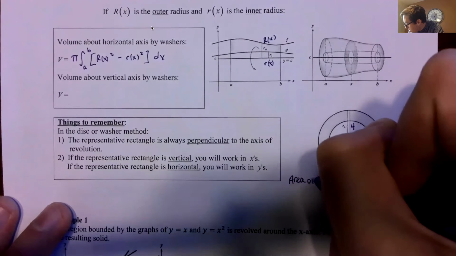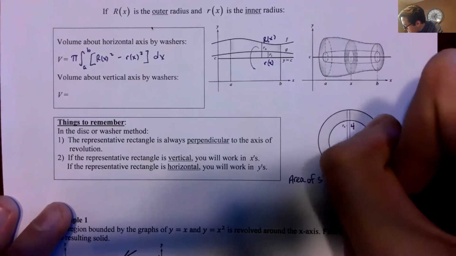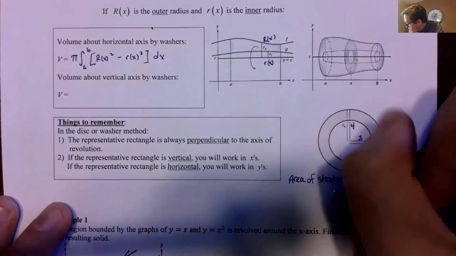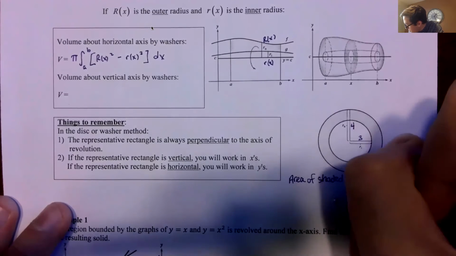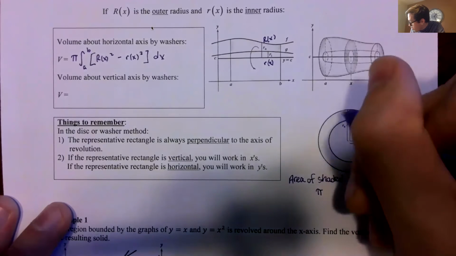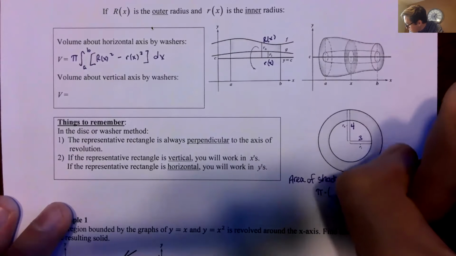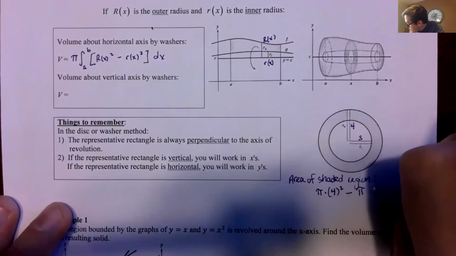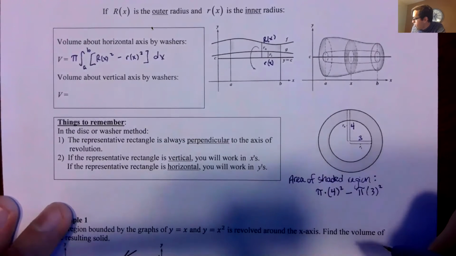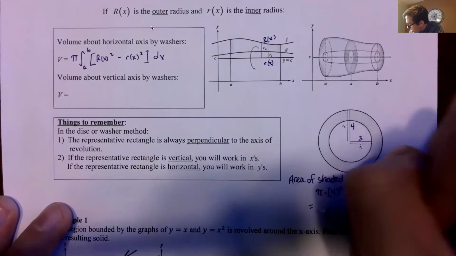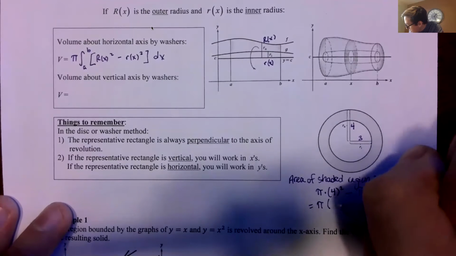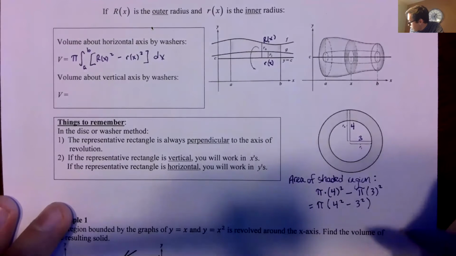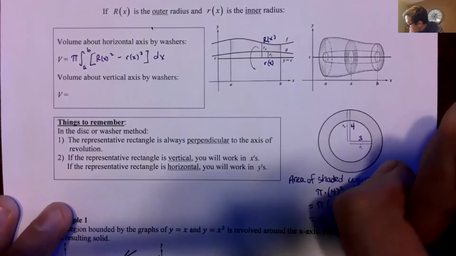The area of the shaded region would have to be the overall circle's area, so pi times 4 squared, minus the central part, pi times 3 squared, right? Another way of writing that would be if we could factor out the pi and then write it as 4 squared minus 3 squared. And if we do that, we're going to get 16 minus 9, so we're going to end up with 7 pi.